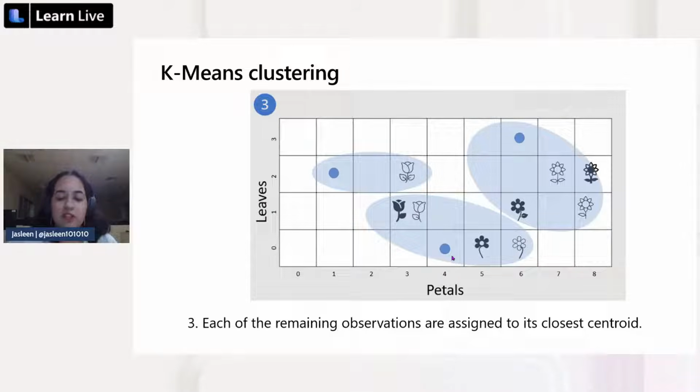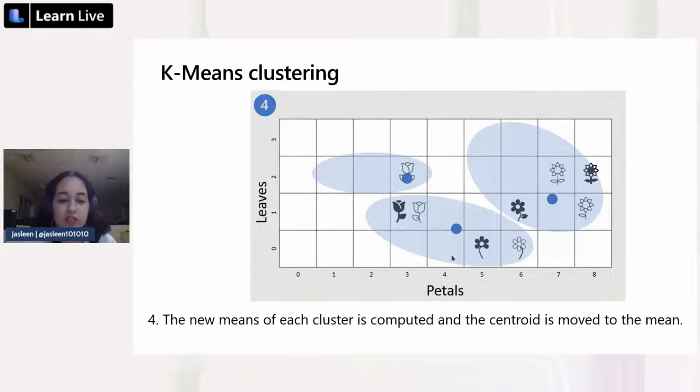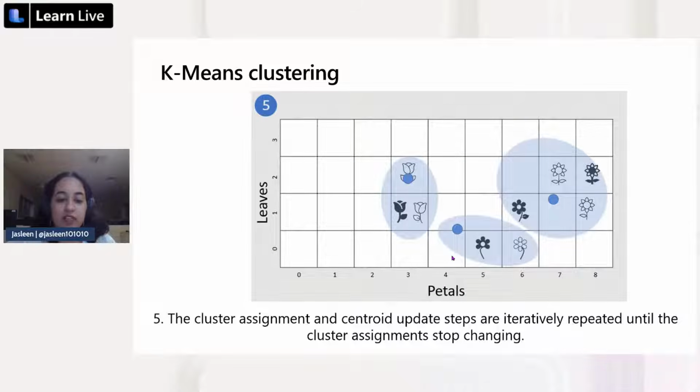So we have certain observed values, which we are choosing arbitrarily, and the remaining is understood along the way. The next step is that the new means of each cluster are computed, as I said, and the centroids are updated. Next, the cluster assignment and centroid steps are iteratively repeated until all the cluster assignments stop changing, that is, until we reach convergence. By convergence, we mean that all the data points are successfully segmented out and assigned a particular cluster.